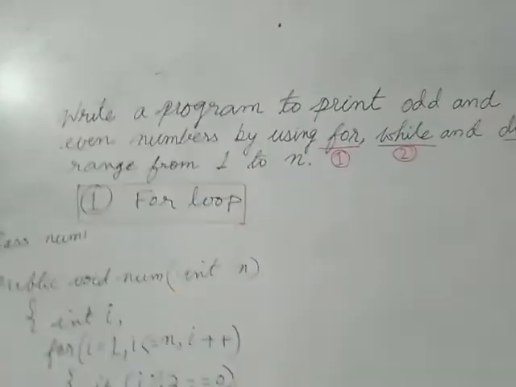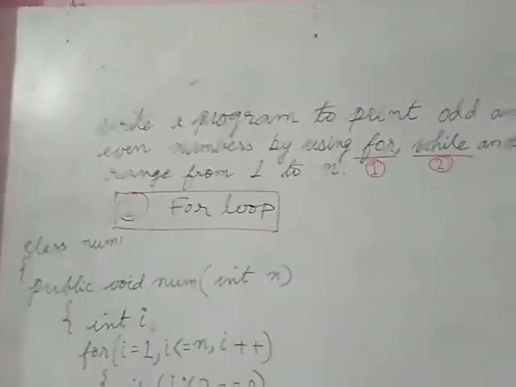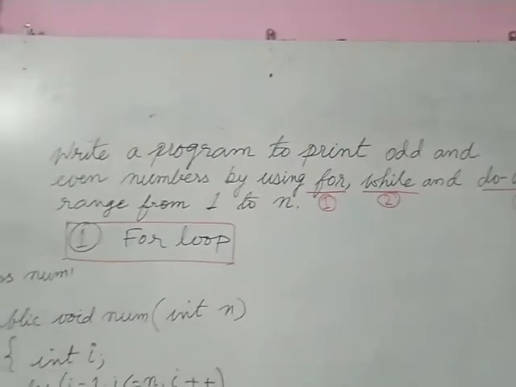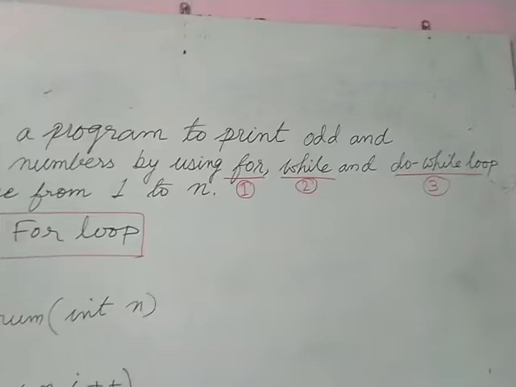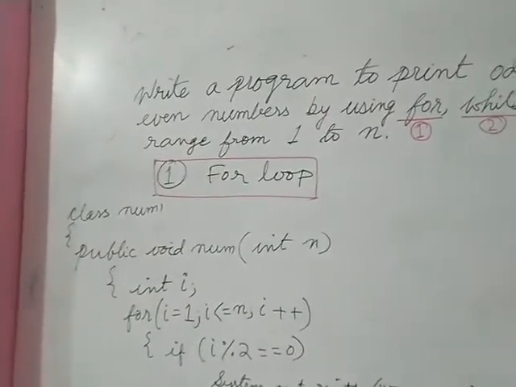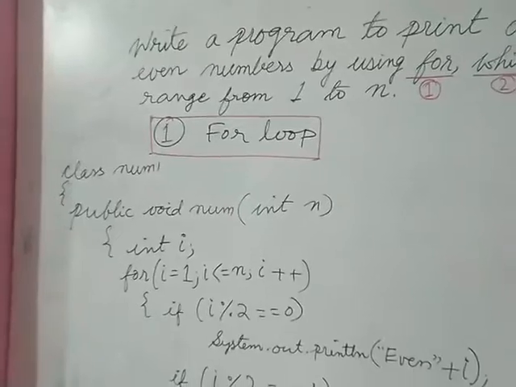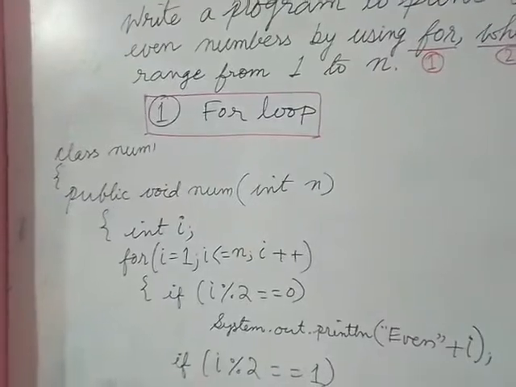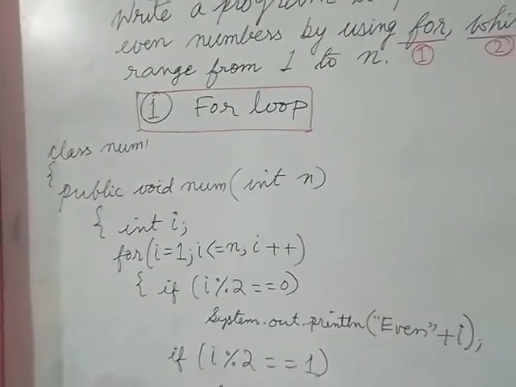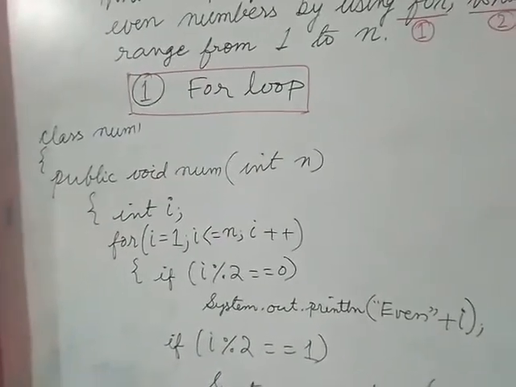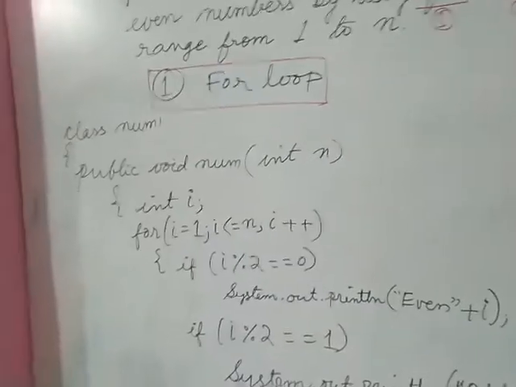Dear students, now you see, I'm going to write a program based upon a loop. So the question is, write a program to print odd and even numbers by using for loop, while loop and do while loop, range from 1 to n. Now I am doing it by the first method by using for loop. So all of you see how the program is written. So here we are writing int I. We are initializing the loop variable, for I equal to 1, I less than equal to n, n stands for the maximum limit. Then we are writing if I mod 2, we are checking the remainder.